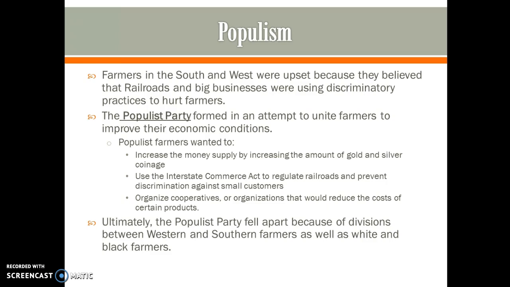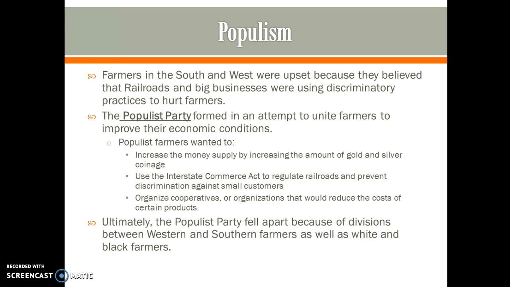The populist farmers' goal overall was to increase the money supply. They wanted to do this not by just having gold, but also allowing silver to be in the money supply. Silver would add to the amount of money that would be in circulation and hopefully give more people more money to buy products with.